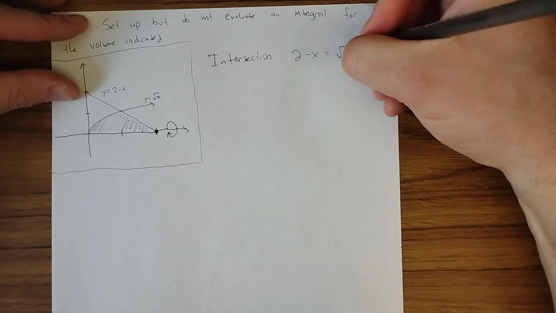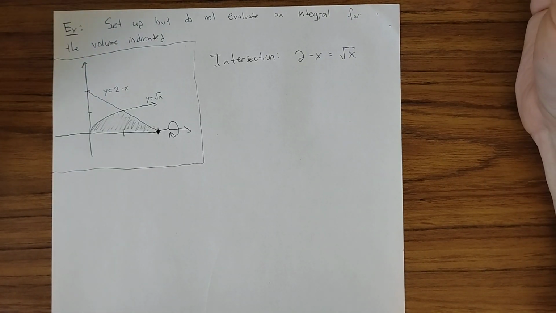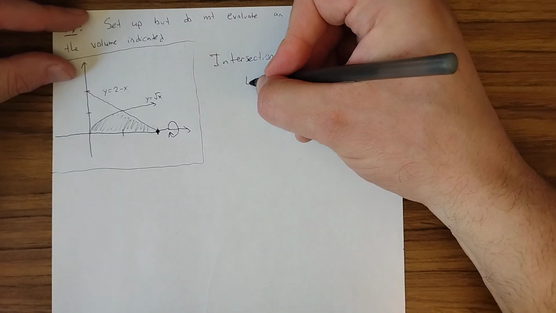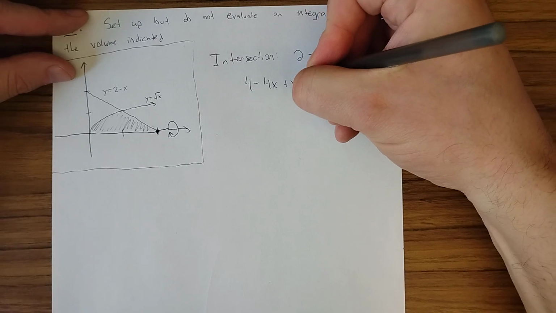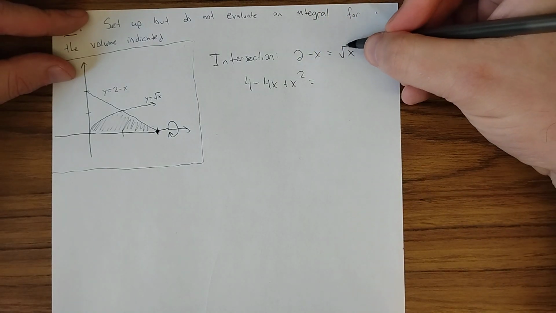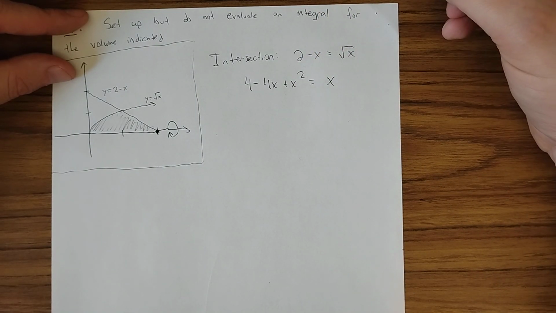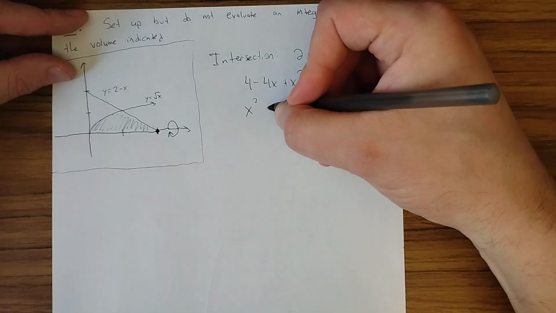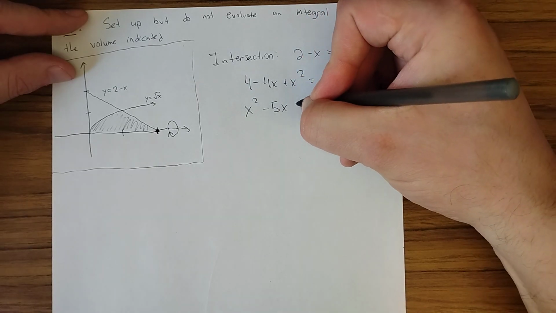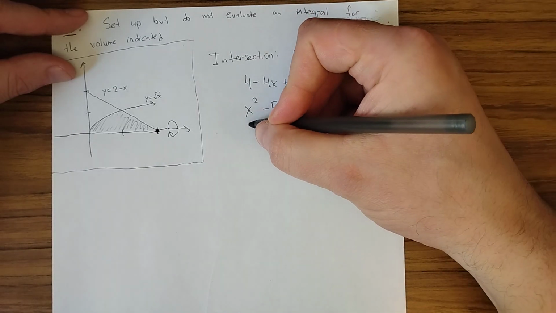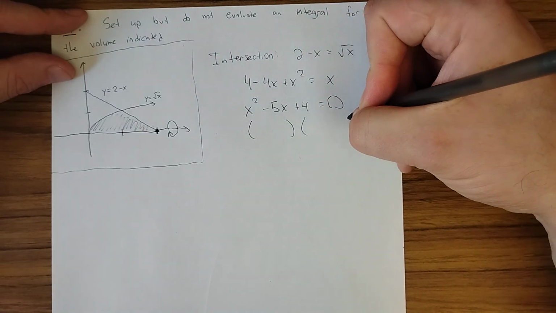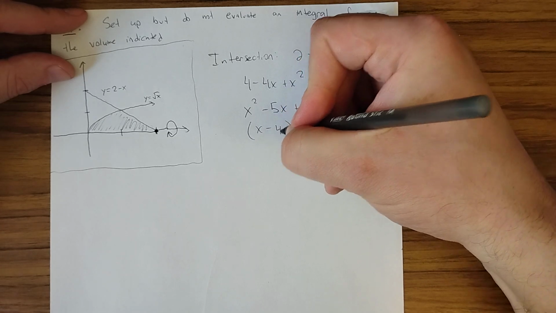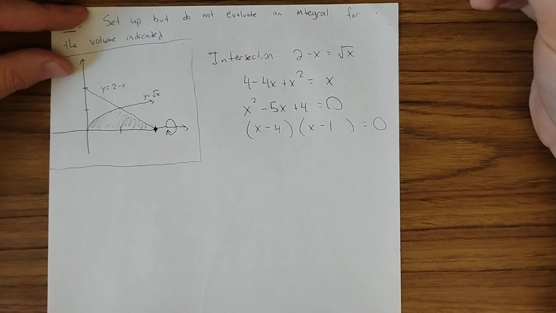2 minus x equals square root of x. I'm going to square both sides. Okay. If I square this, I'm going to get 4 minus 4x plus x squared. If I square this, I'm going to get x. Let me get everything over, and I'll rearrange it. x squared minus 5x plus 4 equals 0. Factor: x minus 4, x minus 1.